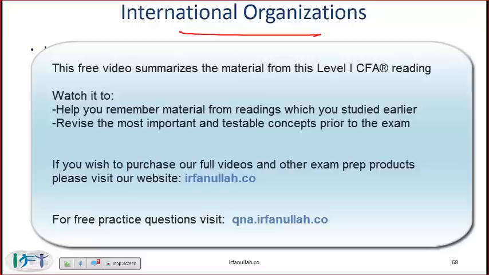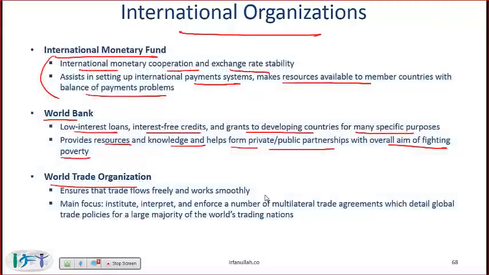And then you have the World Trade Organization. This ensures that trade flows freely and works smoothly. The main focus is to institute, interpret, and enforce a number of multilateral trade agreements which detail global trade policies for a large majority of the world's trading nations.